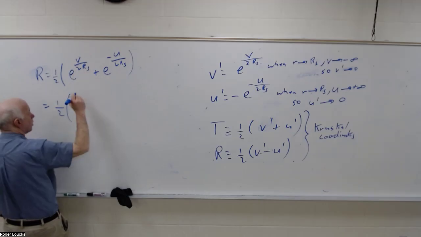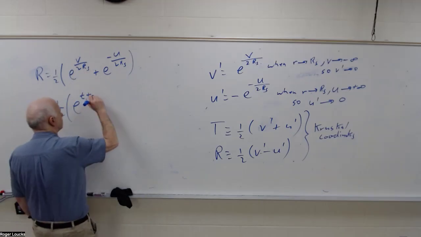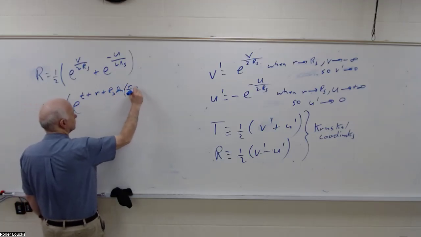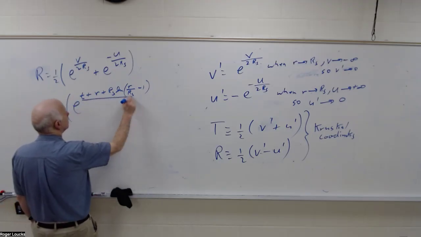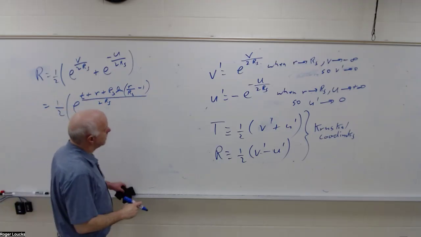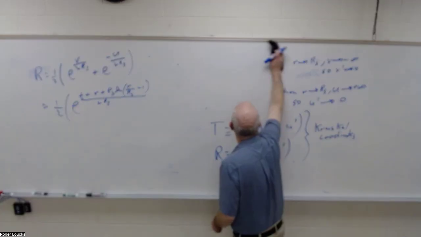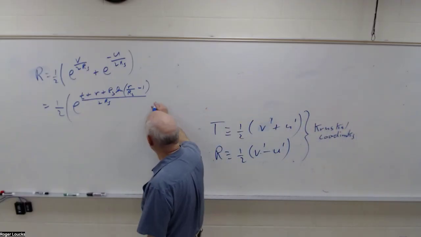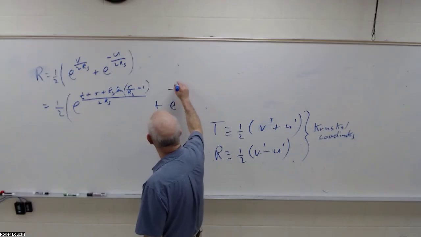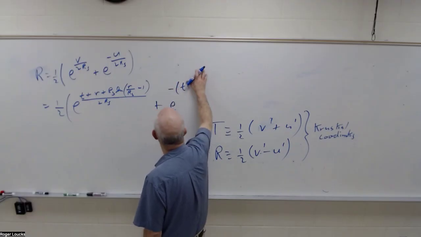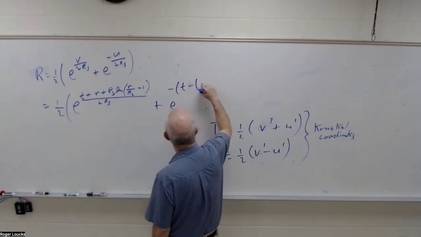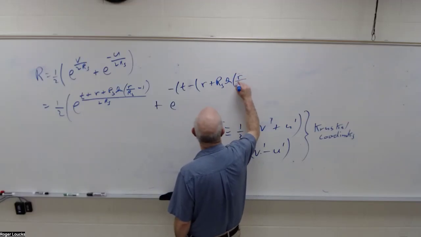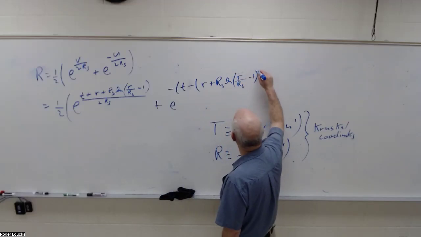And then what is our V? Our V is T plus R star, and our R star is R plus R_S ln of R over R_S minus 1, over 2R_S. And this one is plus e to the minus T minus R plus R_S ln of R over R_S minus 1.